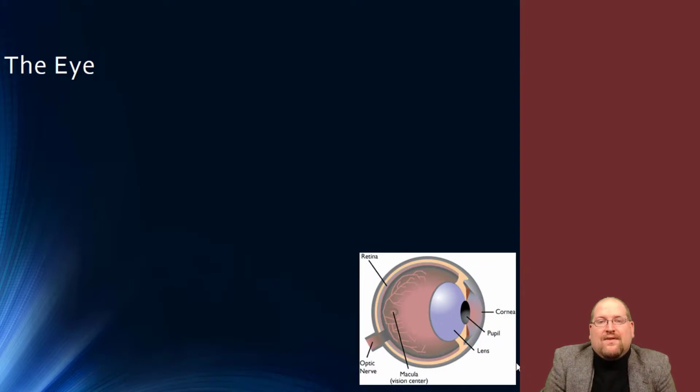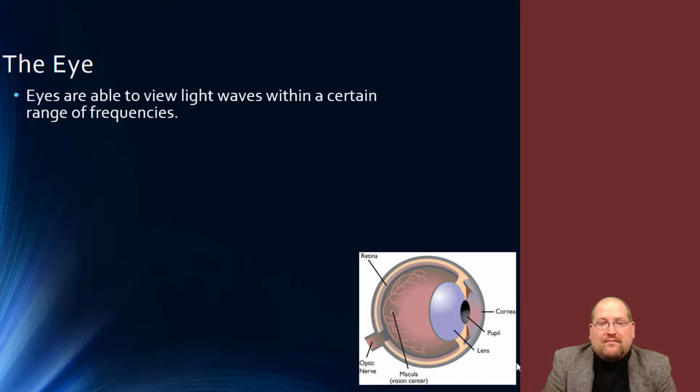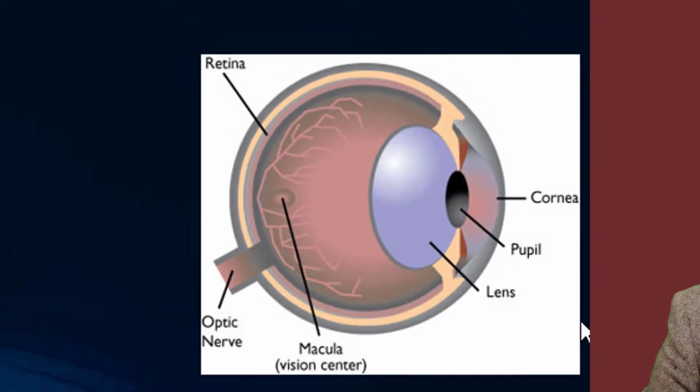It is our eye that takes those waves and allows us to make sense of it, to give our brain some sort of imagery to relate to what those waves mean. So our eyes are able to view those light waves within a certain range of frequencies. As the light enters the pupil, which is this black section of the eye here, it goes through the lens and is detected by the photoreceptors that are attached to the retina on the inside of the eyeball, here in the back part of the eyeball.